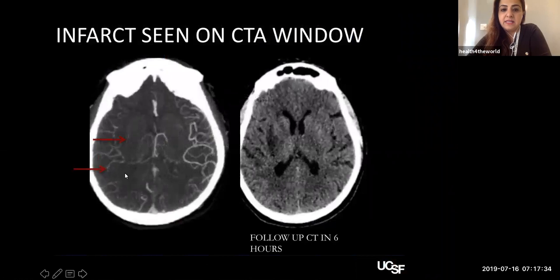Sometimes the infarct is seen better on the CTA. So this is the CTA image which actually shows the infarct, and this is a follow-up which shows the infarct. So the non-contrast CT was absolutely normal. And then on the CT angiogram, we could see that there is some hypoattenuation here, suggestive of the infarct. So if you don't see the infarct on the non-contrast CT, you can look at the CTA windows to see if you can see the infarct.